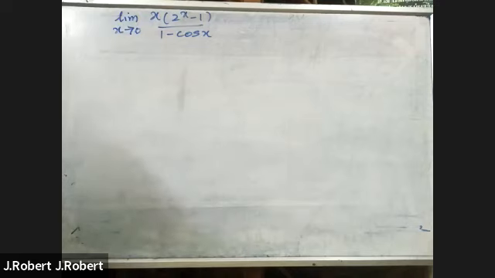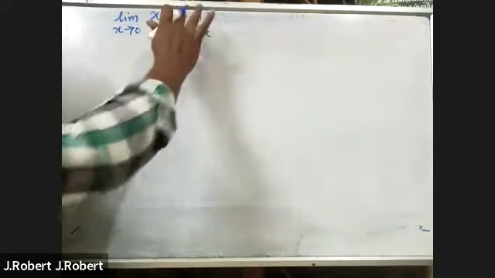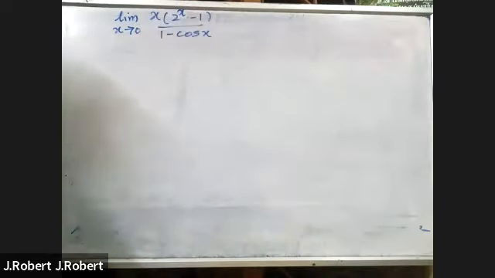One minus cos x. 2x minus 1 or 2 power x, sir? 2 power x, not 2x, 2 power x. Okay, this is right. So how to solve this?